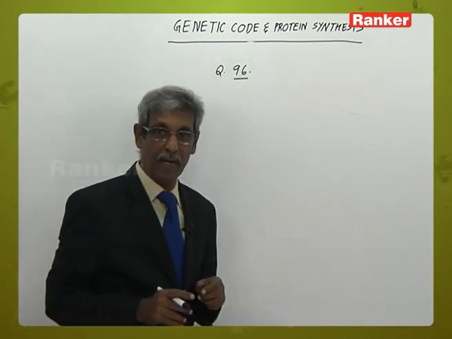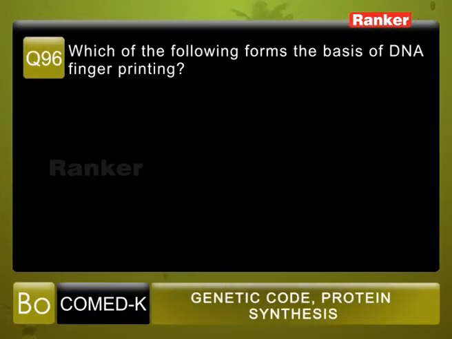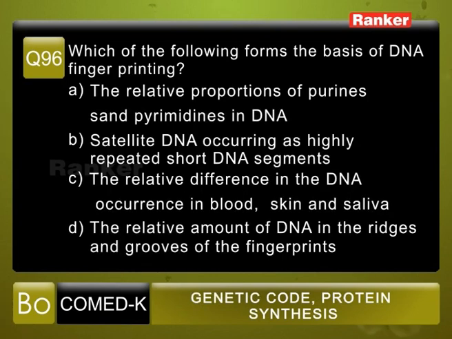Next we go to question number 96. Which of the following forms the basis for DNA fingerprinting? A. The relative proportions of the purines and pyrimidines in the DNA. B. SAT DNA occurring in highly repeated short DNA sequences. C. The relative differences in the DNA occurrence in the blood, saliva, skin. And D. The relative amount of DNA in the ridges and grooves of the fingerprints.